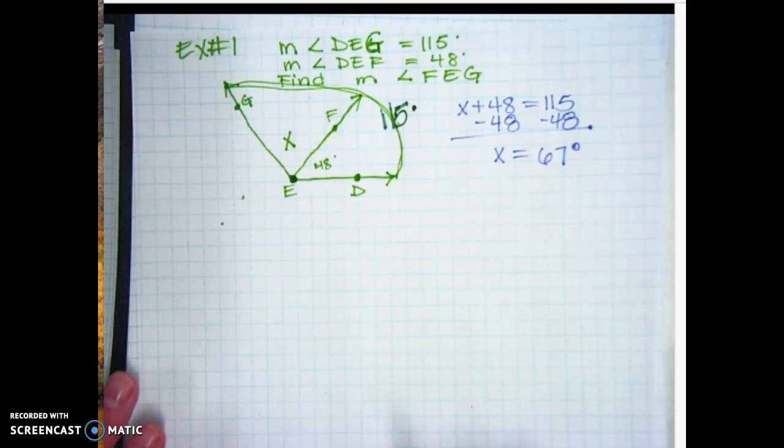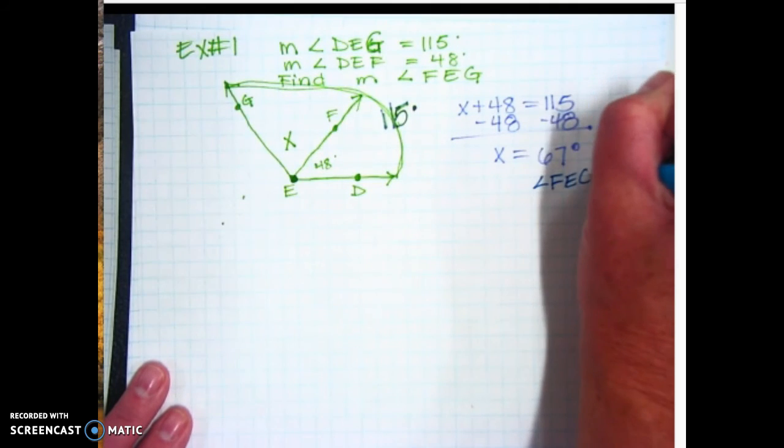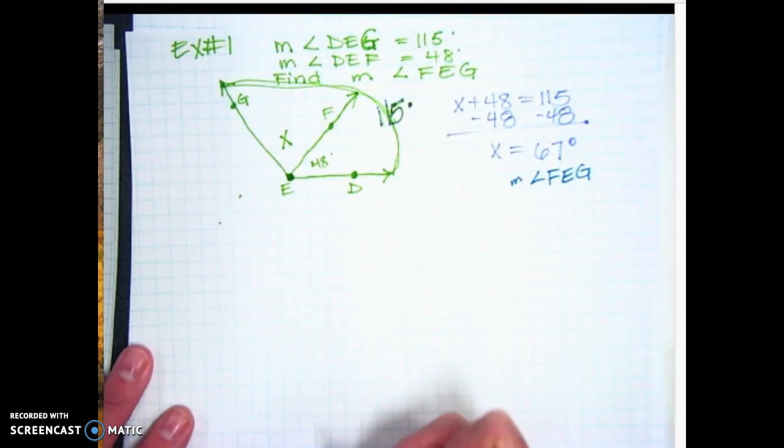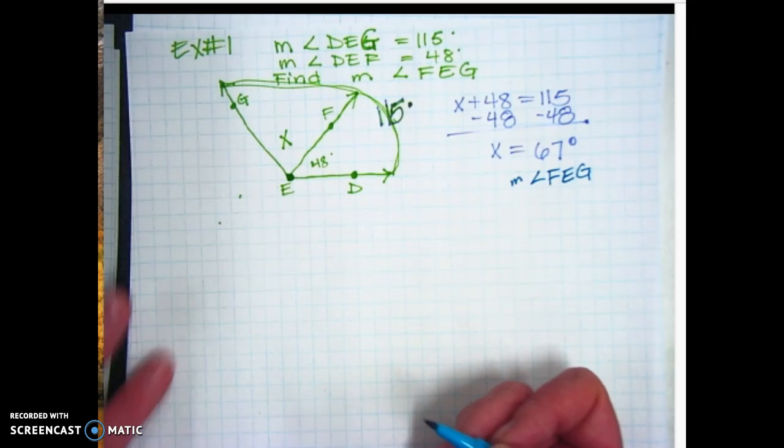And that's the measure of angle FEG. And they put that little M out front. That little M just means measure of FEG. Sometimes you'll see it with the little M, sometimes you won't see it with the little m.